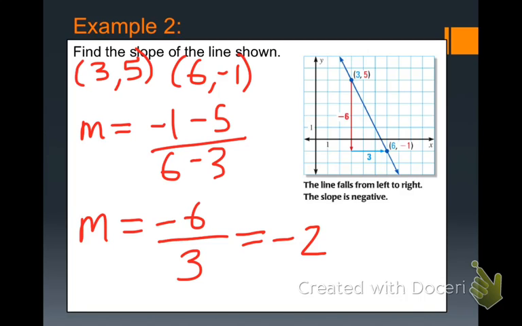The important part is that you keep this consistent. So these both need to be the second point, and these both need to be the first point. You can't mix those up.